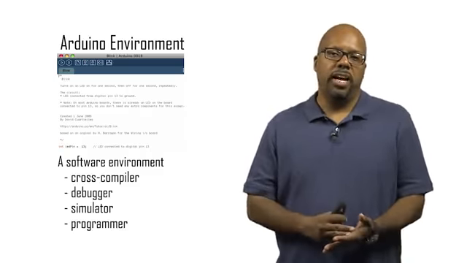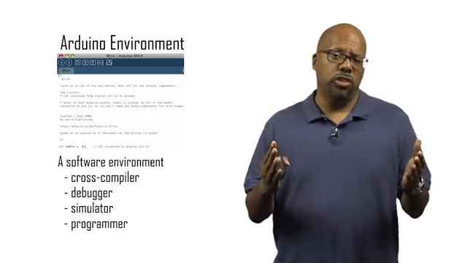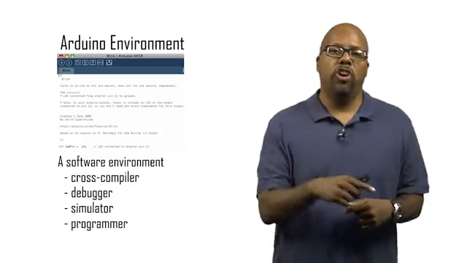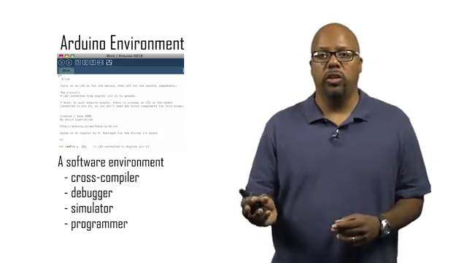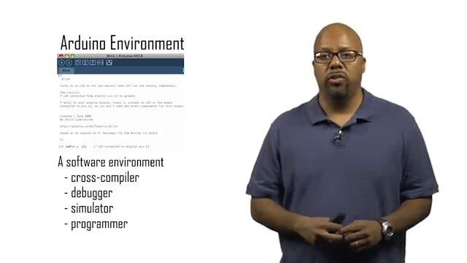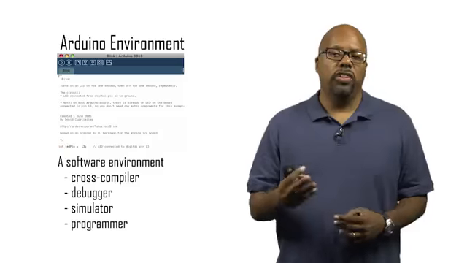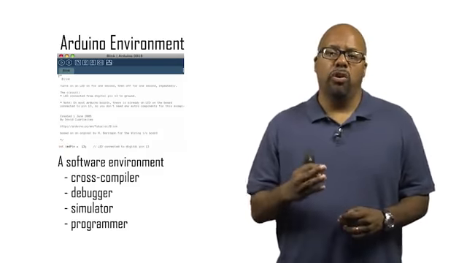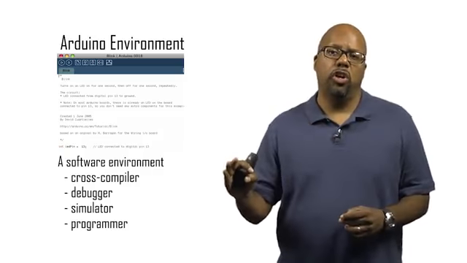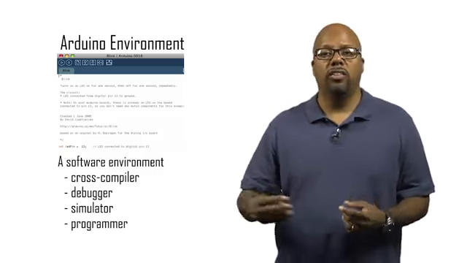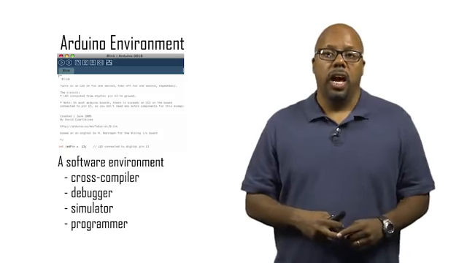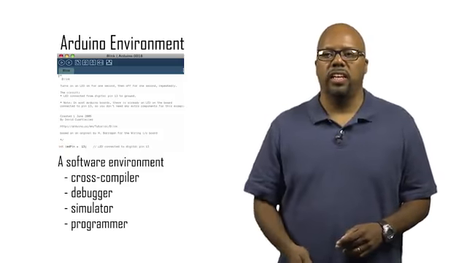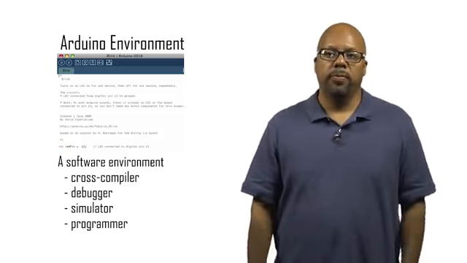It's got the cross compiler, meaning it takes your code, your Arduino sketch, and compiles it for the target platform, which is the Arduino's processor, the Atmega 328. Also, it's got a debugger in there. It's got a little bit of a simulator, and it's got a programmer, so it allows you to actually copy your executable code onto the Arduino. We'll be using that, and that's an important part of the environment. We'll go through it in detail in later slides.